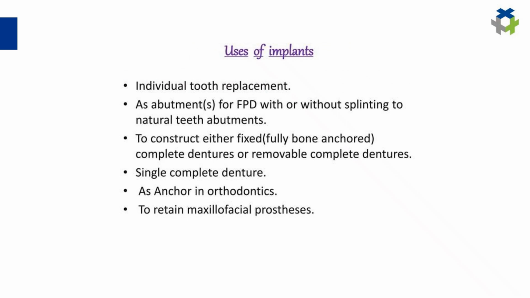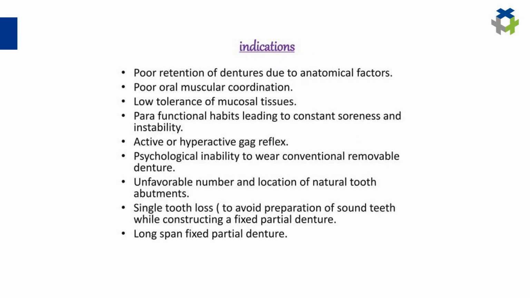What are the uses of implants? An individual tooth replacement, as an abutment for an FPD with or without splinting to natural teeth, abutments to construct either fixed, fully bone anchored, complete dentures or removable complete dentures, single complete denture, as anchor in orthodontics, to retain maxillofacial prostheses.